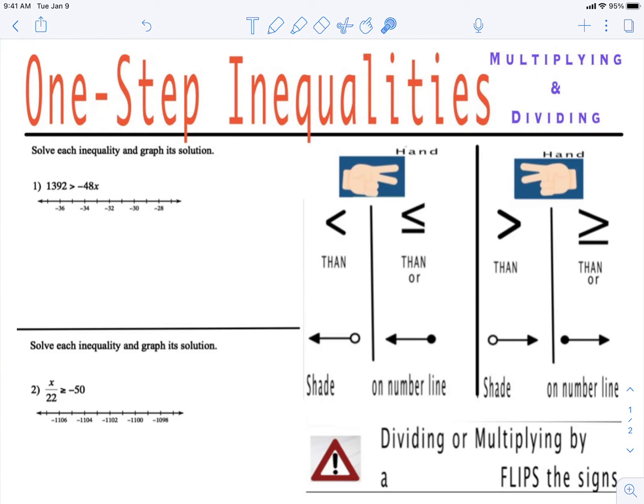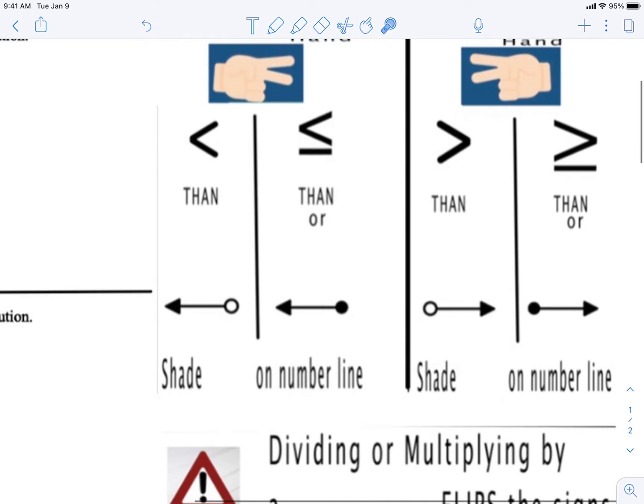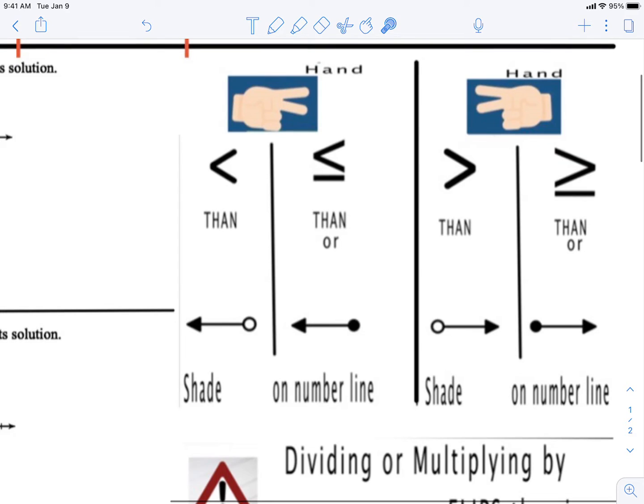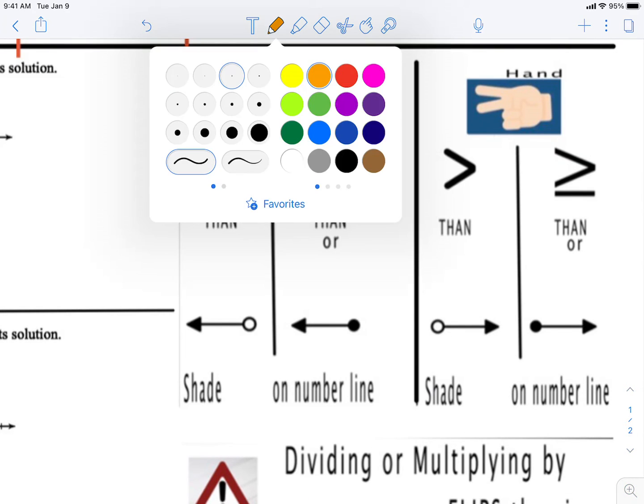Okay, everyone, make sure you have your paper and pencil out, ready to take notes for one-step inequalities. One-step inequalities, multiplying and dividing. Last time we did adding and subtracting. This time we're going to do multiplying and dividing. So let's review our less than and greater than. Let's remember that.